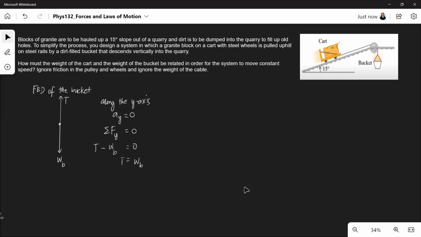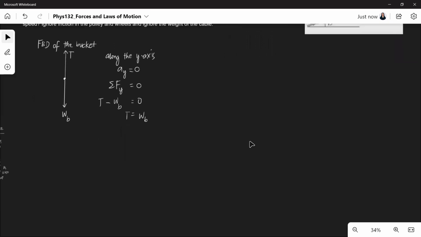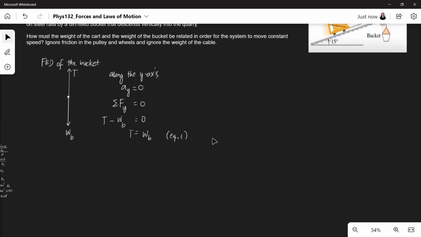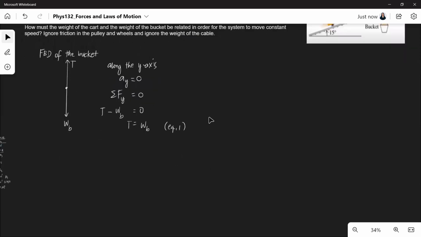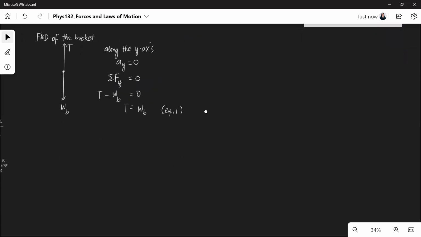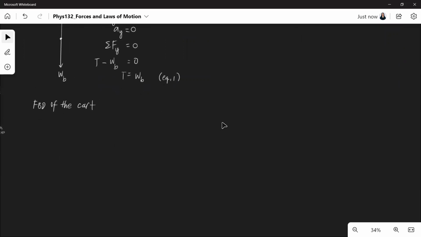So we have to make an equation relating the weight of the bucket and the weight of the cart. So these two are unknown quantities. Let's label this as equation 1, and we need another equation containing the weight of the cart. So we need the free body diagram of the cart. Take note that the cart is moving up the rail. So its acceleration must be directed that way.